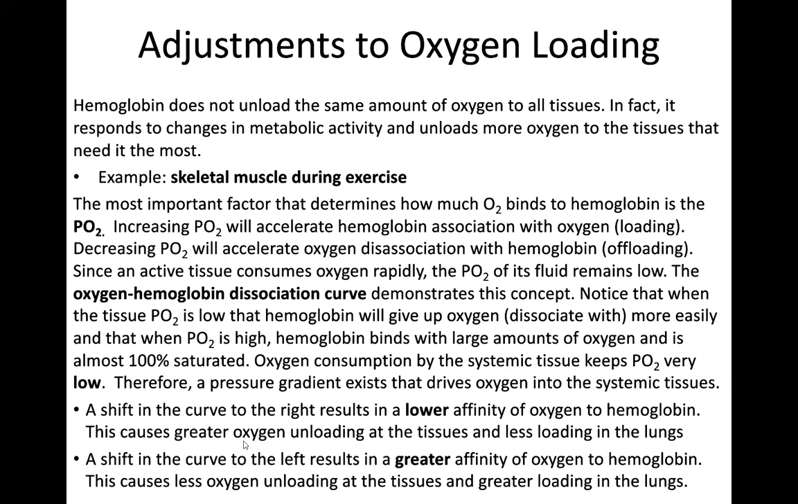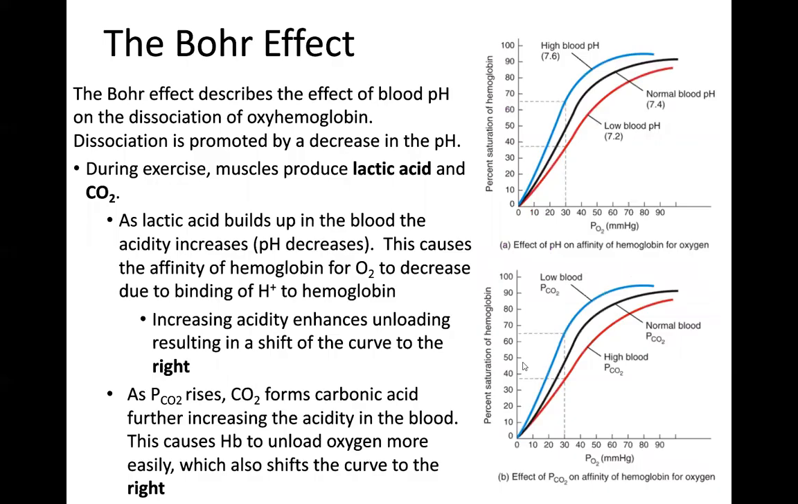What results is greater oxygen unloading to the tissues. So more oxygen can be released to those tissues, but at the same time, it does limit and result in less loading in the lungs. With regard to a shift in the curve to the left, it does the opposite. It results in a greater affinity. So oxygen is going to hold on more tightly to hemoglobin, which means it's less likely to be released and unloaded to the tissues, and more likely to result in a greater loading ability in our lungs.